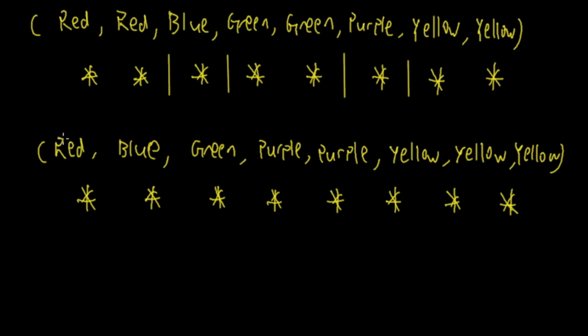Okay, so let's separate into categories. The first one is red, and that's it, right? So 1 bar here, and then blue here, 1 category, 1 bar here, here green, 1 bar here, and then 2 purple, right? So 1 bar here, and then 3 yellows here. Okay, so that's it. Now 1, 2, 3, 4, 5 categories. Good.